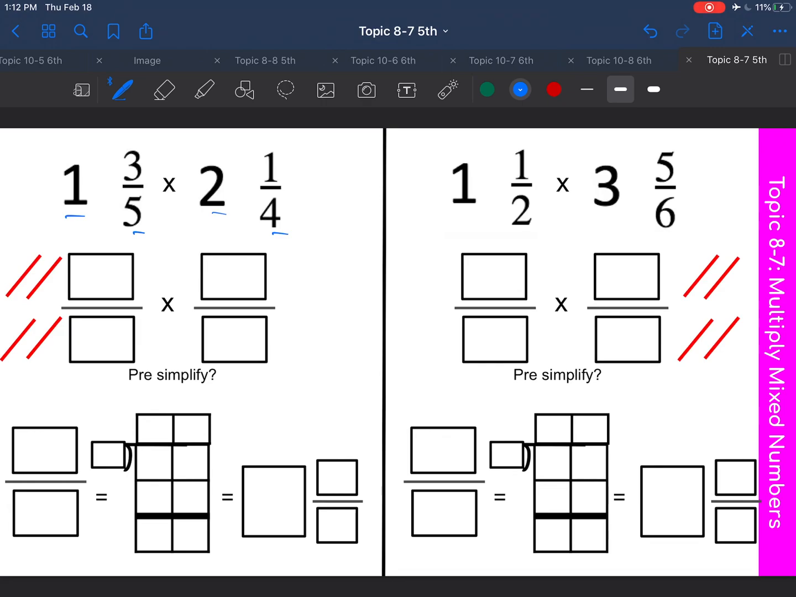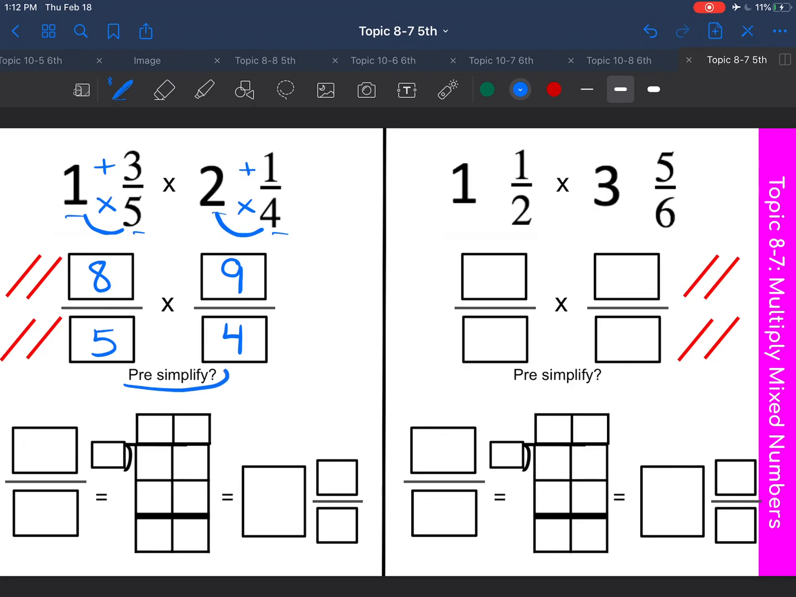Okay, we need to turn both of these into improper fractions. So multiply and then add. So 5 times 1, denominator times the whole number, which is 5, plus 3 is 8. So we have 8/5. And then we can multiply and add for the next one. Denominator times the whole number of 2. 4 times 2 is 8, plus 1 is 9. Now, we have two improper fractions.